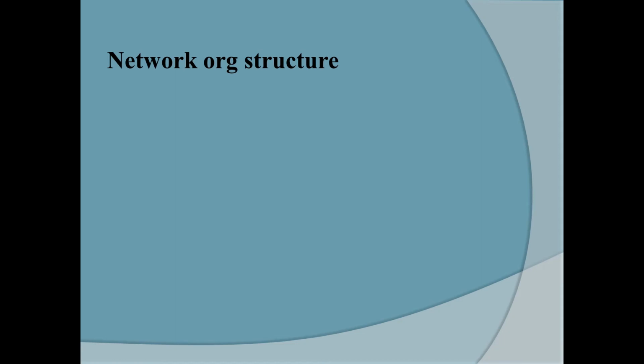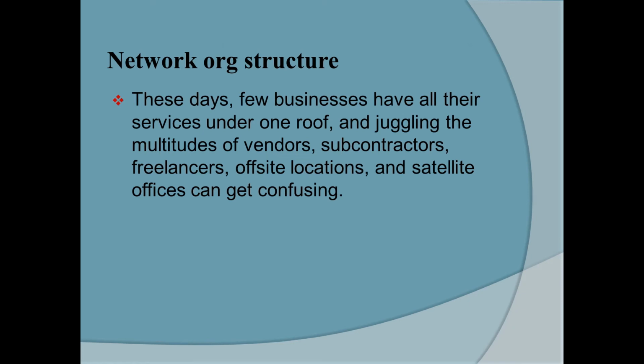So another type of structure is the network organizational structure. These days, few businesses have all their services under one roof, and juggling the multitude of vendors, subcontractors, freelancers, off-site locations, and satellite offices can get confusing. Actually, this is the character of a network. We have the freelancers and vendors sourcing out their services to others.